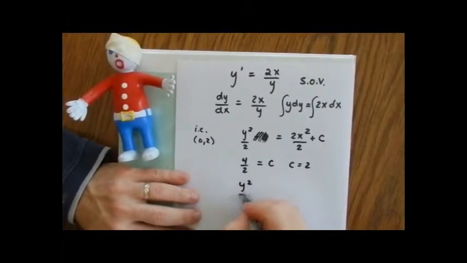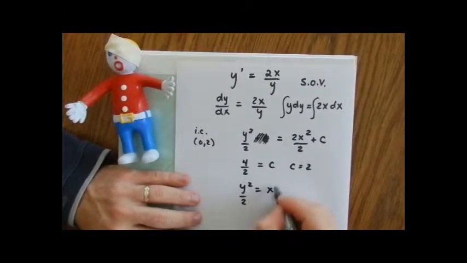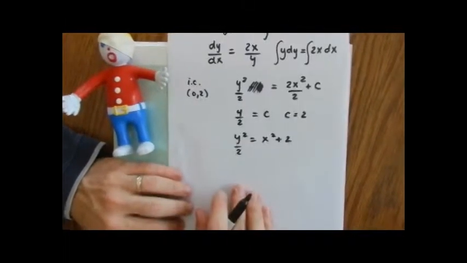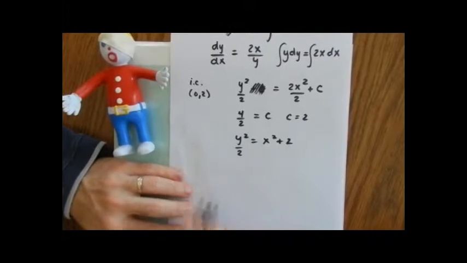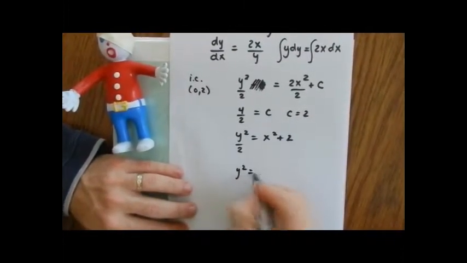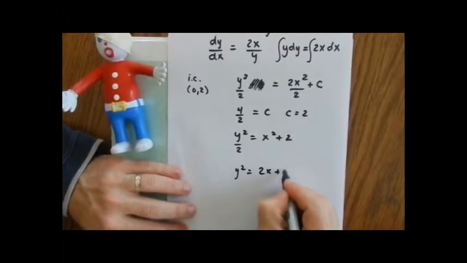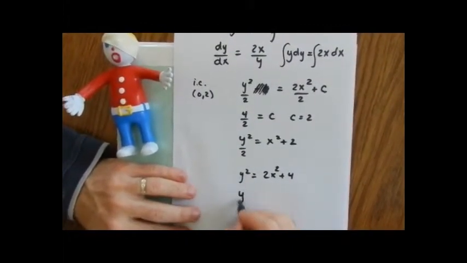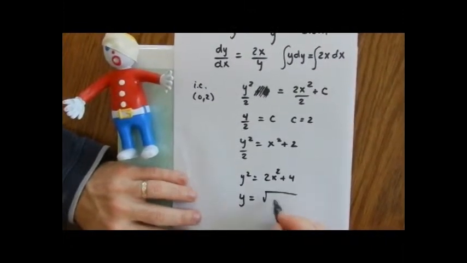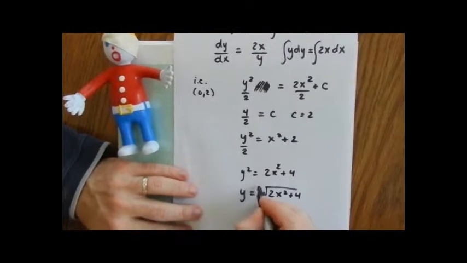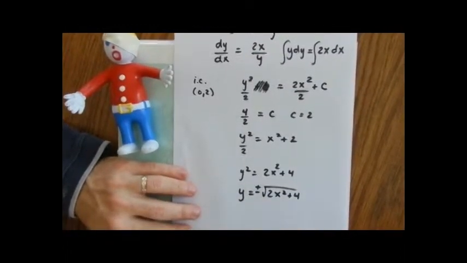Now our equation looks like that. So, what we want to do now is solve for y. So we can double everything. And we can take the square root. And some of you are going to forget, it's plus or minus.